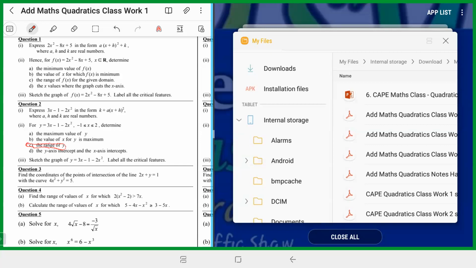All right? I want you to find the range, and you have to sketch it again. And sketching it for this domain, guys, you're not sketching the entire graph. You're sketching it for the domain.